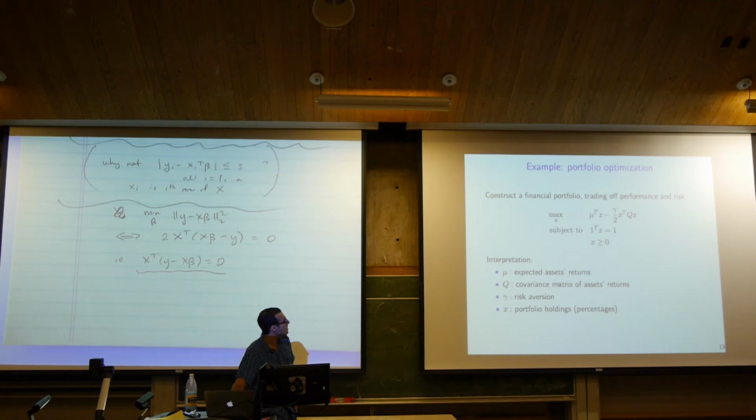And why does this make sense? This is saying we want to trade off something that has high expected value with something that has low variance. We don't want our portfolio to be very volatile, to have lots of variance. So it's something that people do quite commonly.